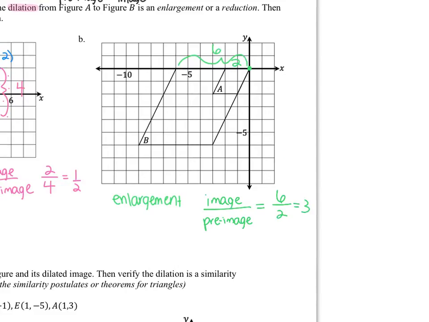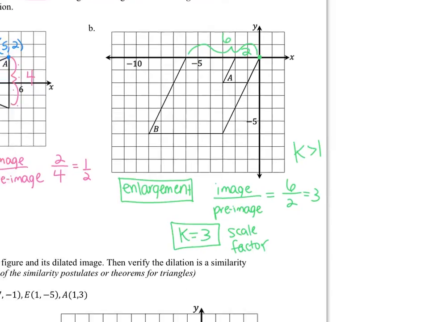And it makes sense because k is greater than 1, which means it's an enlargement, which we already knew because it's obvious that it's an enlargement. So it's an enlargement, and k is equal to 3, and that's our scale factor. All right, let's go on to the next one.